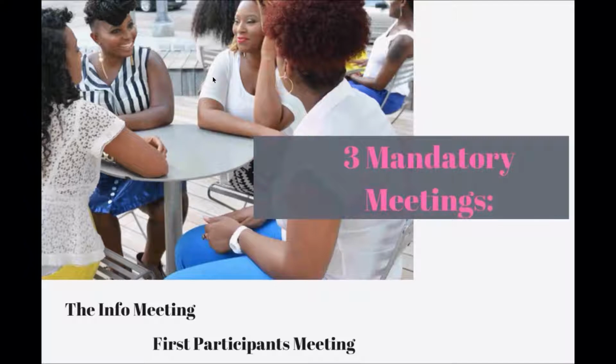These meetings consist of the information meeting, which is your very first meeting, and your first participant meeting, which is the meeting that you have after your informational meeting, which was used for your survey and weeding out your actual participants. And your last meeting is the On the Same Page meeting. Your On the Same Page meeting is simply a run-through of the actual event night.